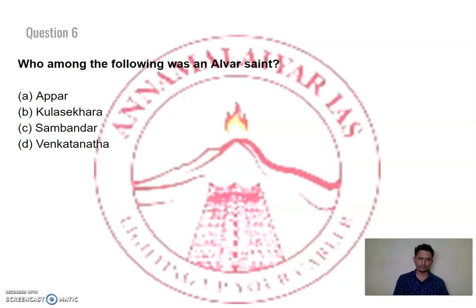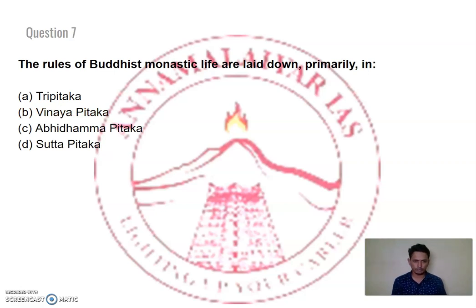So who among the following was an Alvar, right? Appar, Kulasekarar, Sambandar, Venkatanatha, right? So among them, Appar, Sambandar and Venkatanatha, these were Nayanmars, right? So Kulasekara was an Alwar. Let's move on to the next question. The rules of Buddhist monastic life are laid down primarily in, let's get into the direct answer, that is Vinaya Pitaka, right? So let's move on to the next question.